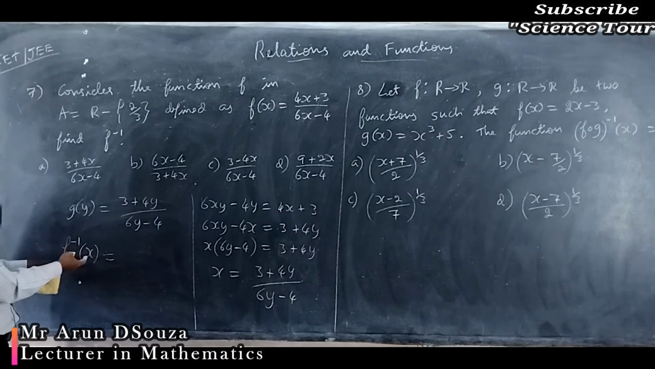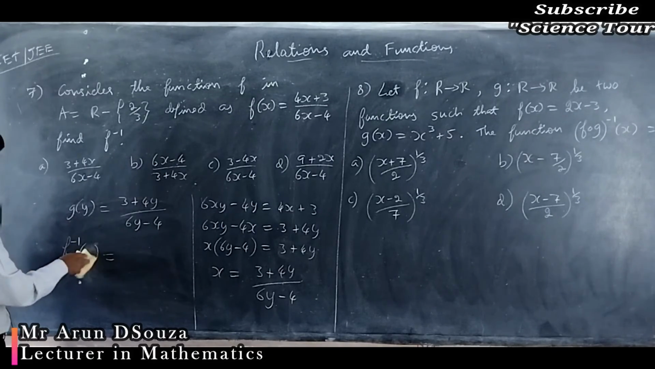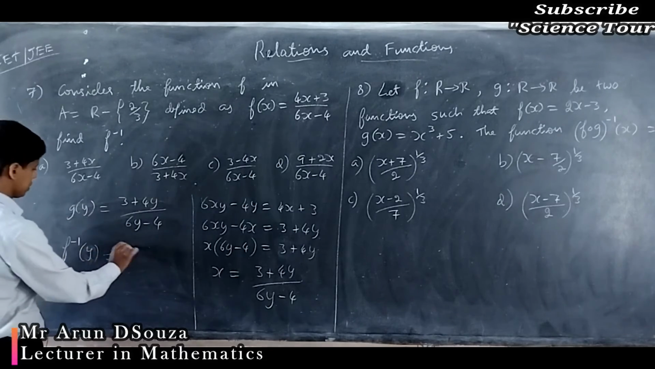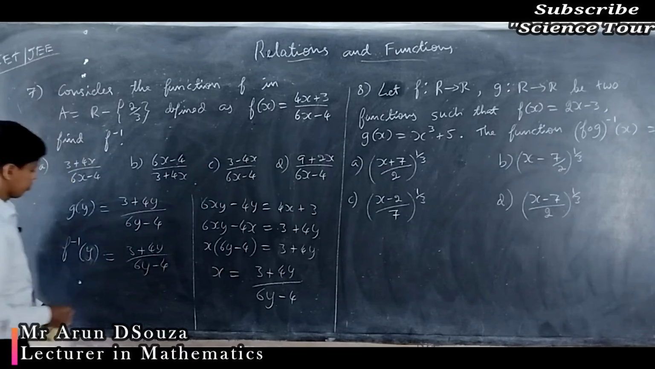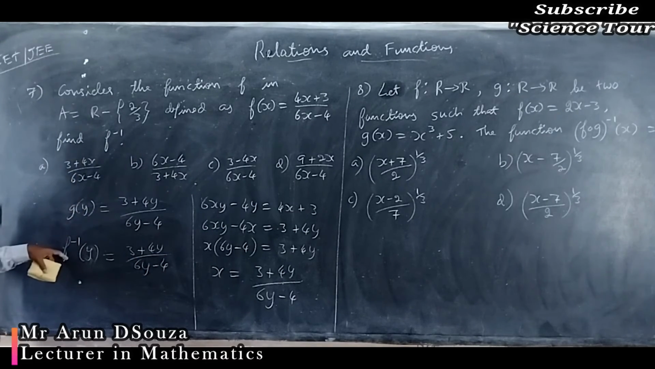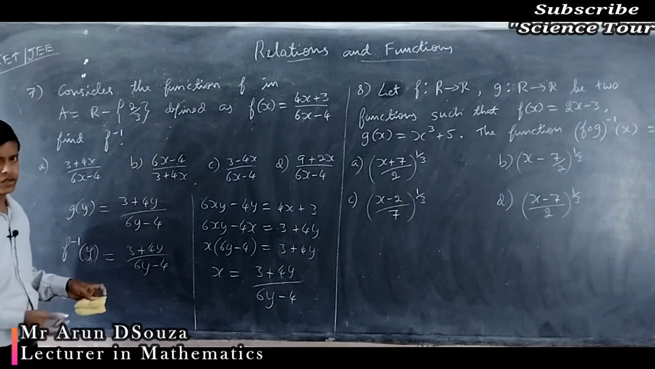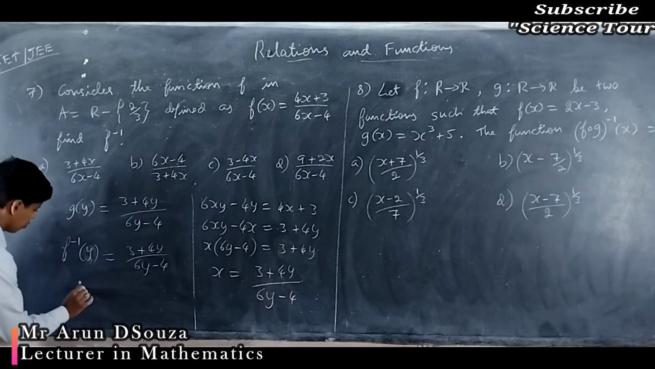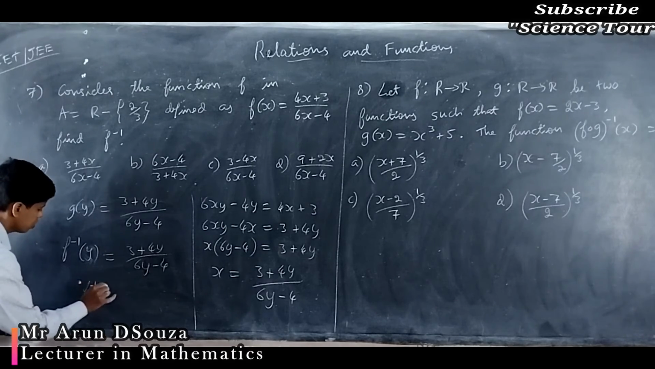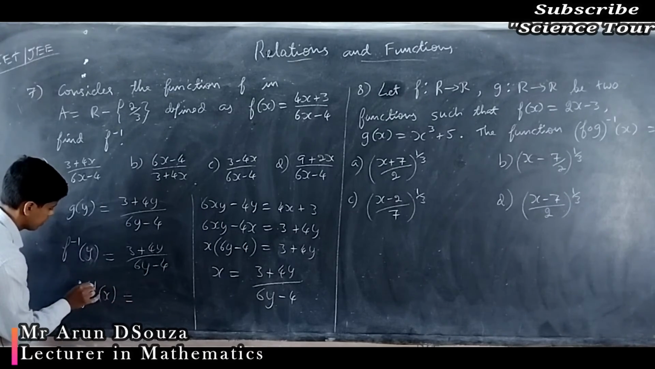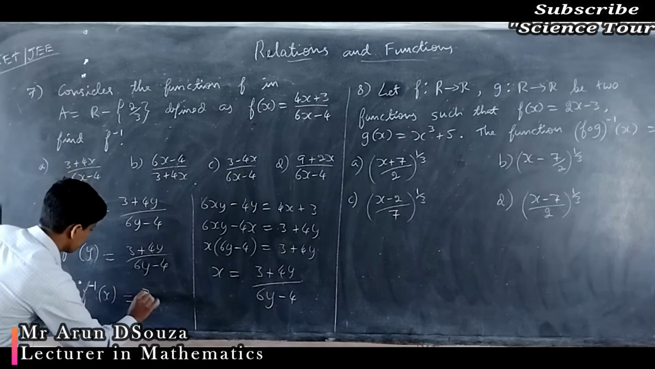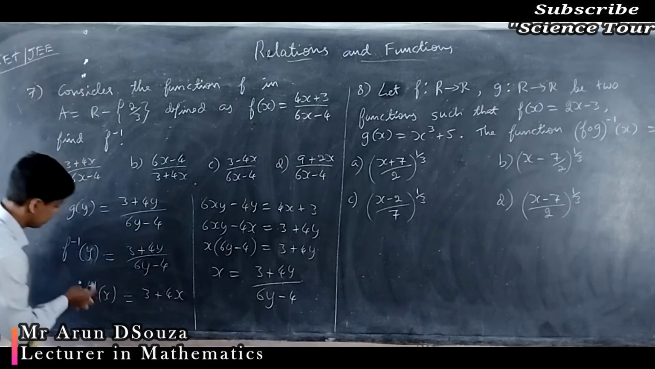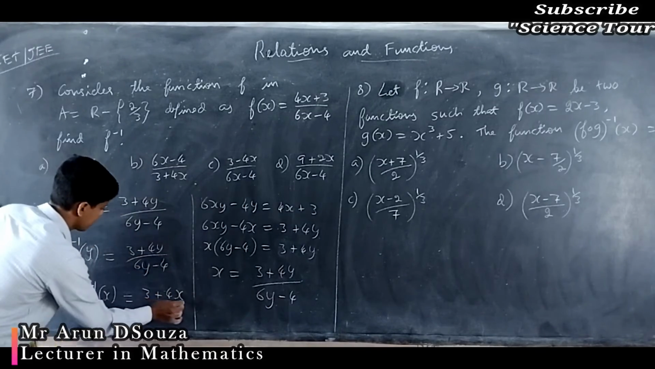Now if you need f inverse of x, you need one more step. I will write it. So this is 3 plus 4y over 6y minus 4. So that is g of y. G is nothing but f inverse, so f inverse of y. So straight away you could write f inverse of y also. Now what is f inverse of x finally? So that will give you the options here. So in place of y we have x, so substitute x.